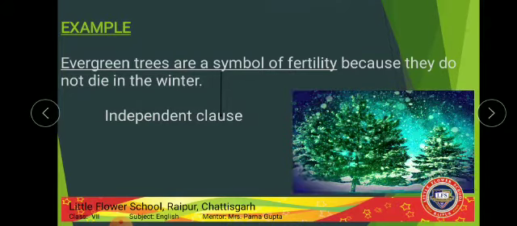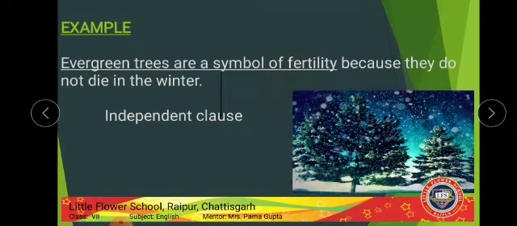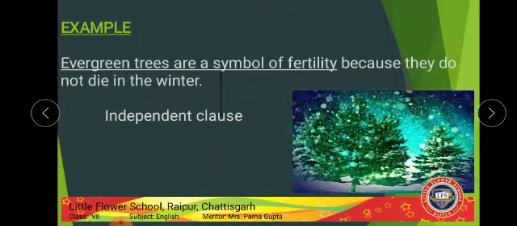So when we join it by because, the sentence will be: evergreen trees are a symbol of fertility because they do not die in the winter. It is a complete sentence and it is a complex sentence. Okay student, now I think you have understood simple, complex and compound sentences.